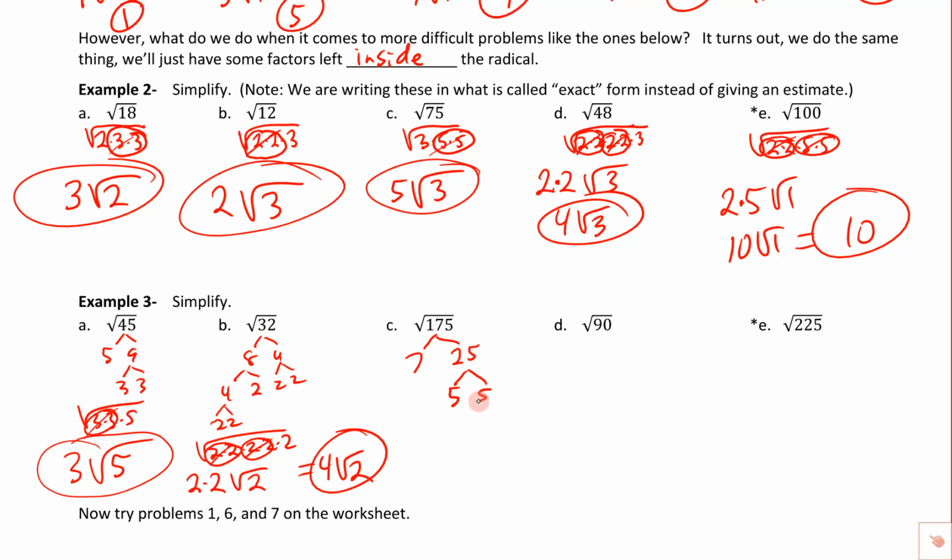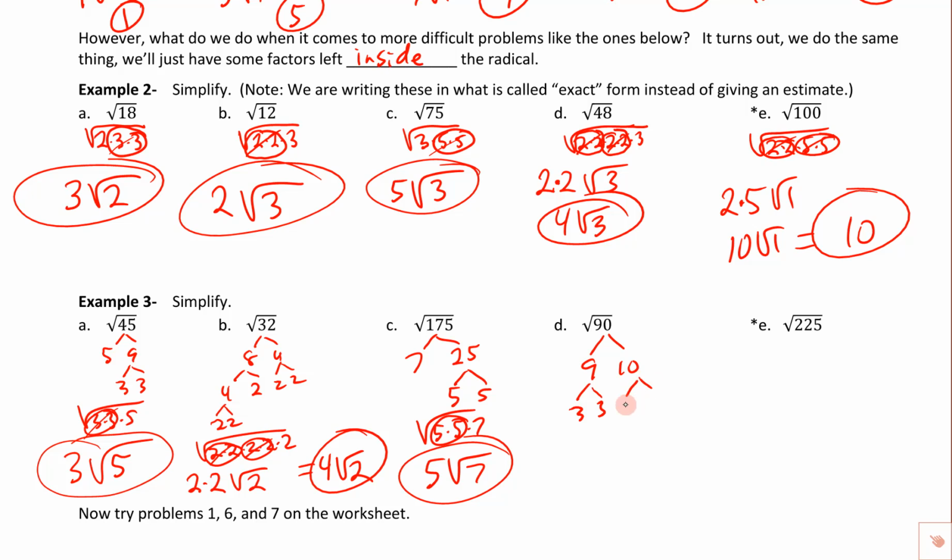That's going to be 5 times 5. So we have 5 times 5 times 7. Pair of 5's. Those are on the outside. And again, what's stuck on the inside and why is it stuck on the inside? There's a 7 stuck on the inside because there's nothing to pair it up with. Okay? All right. I'm going to do 9 and 10 here.